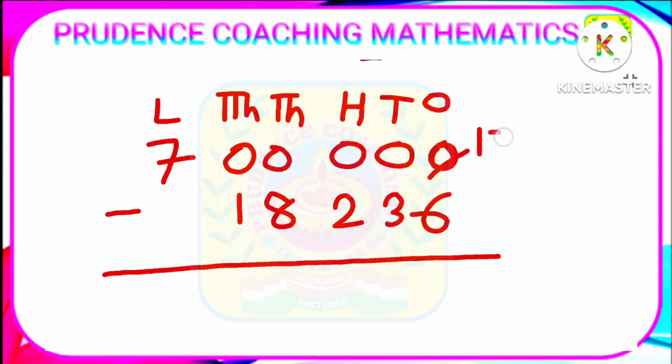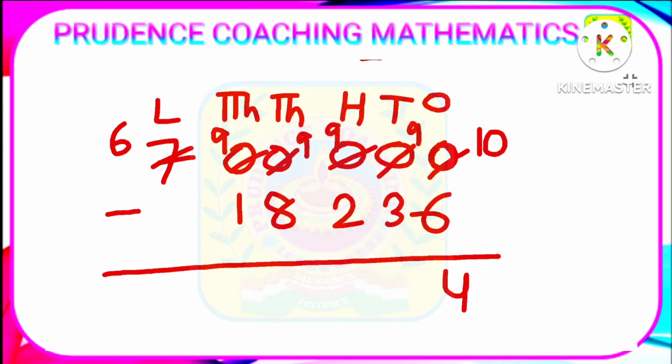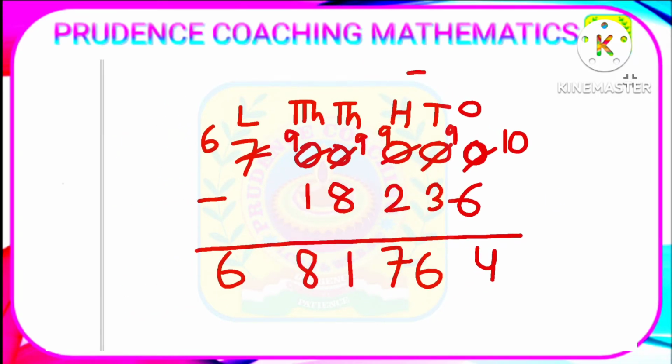So we will assume this as 10. And before that we have 0. So this will be 9, this will be 9, this will be 9, this will be 9, and this will be 6. Now 10 minus 6 if we do, we will get here 4. 9 minus 3 is 6. 9 minus 2 is 7. 9 minus 8 is 1. 9 minus 1 is 8. And 6 minus nothing, so 6. So our answer is 6,81,764.